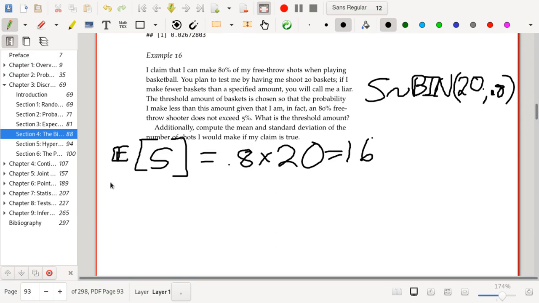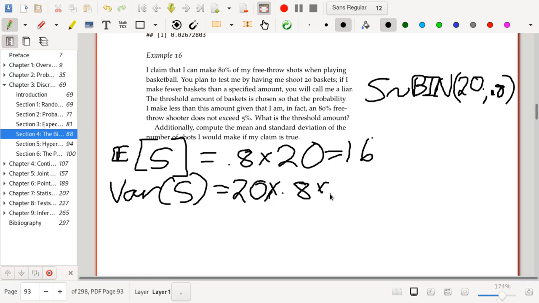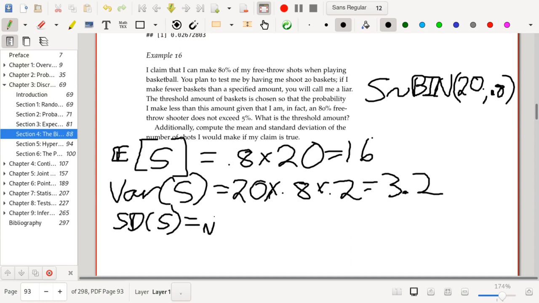Did I ask for standard deviation? Yes, I did. So the variance of this random variable is going to be 20 times 0.8 times 0.2, which is equal to 3.2. And the standard deviation of S is equal to the square root of 3.2, which I don't know off the top of my head, and I'm just not going to bother.